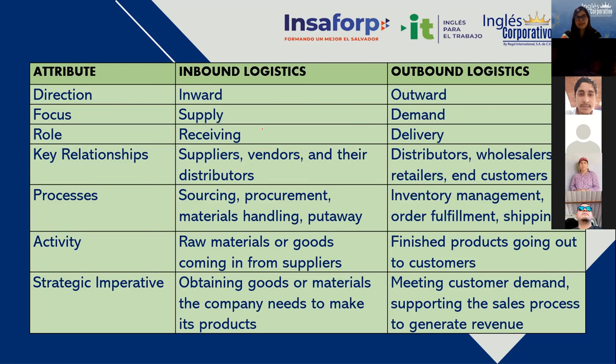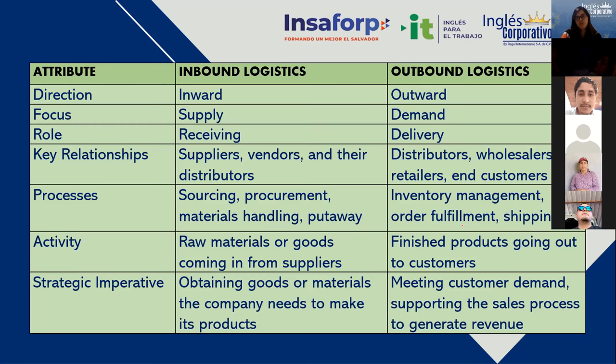The processes. For inbound logistics, the processes are sourcing, procurement, materials handling, like getting and having everything in the right place. The put away is where you put each of the things that you buy. Like yesterday when you made the observation that they put everything mixed in any place, but the robots are the ones that look for the products and find them. So put away is an important part of inbound logistics, where you're going to keep or store each of the products that you get.